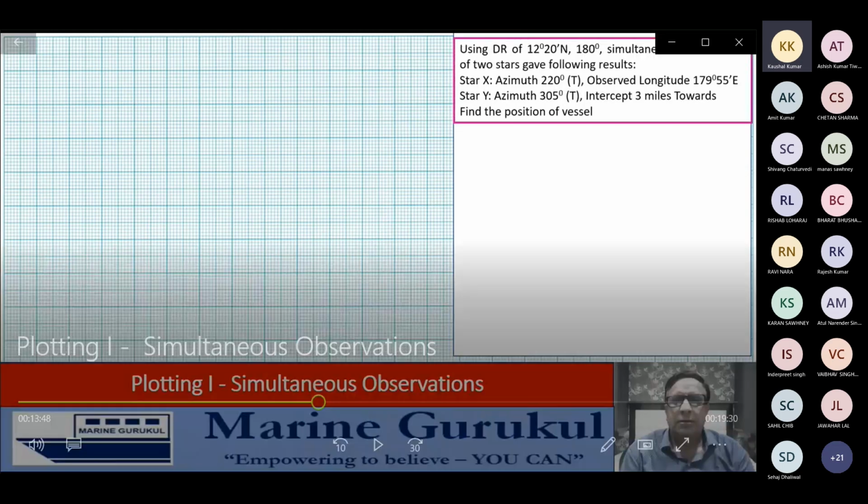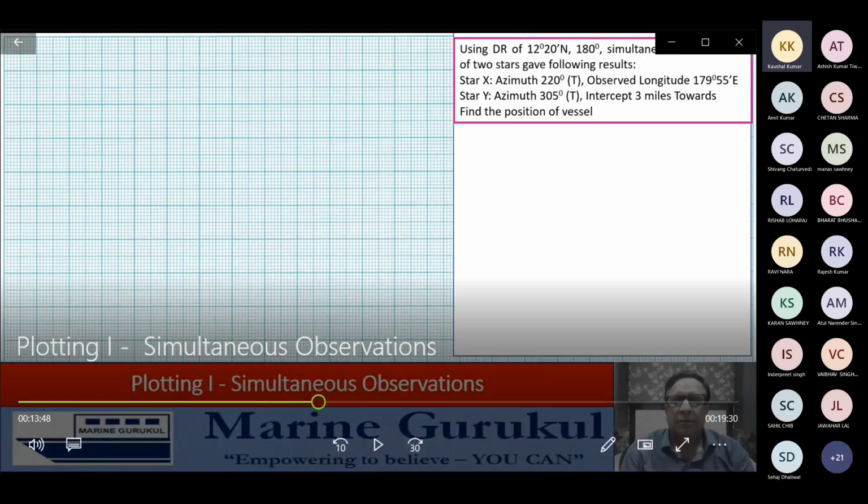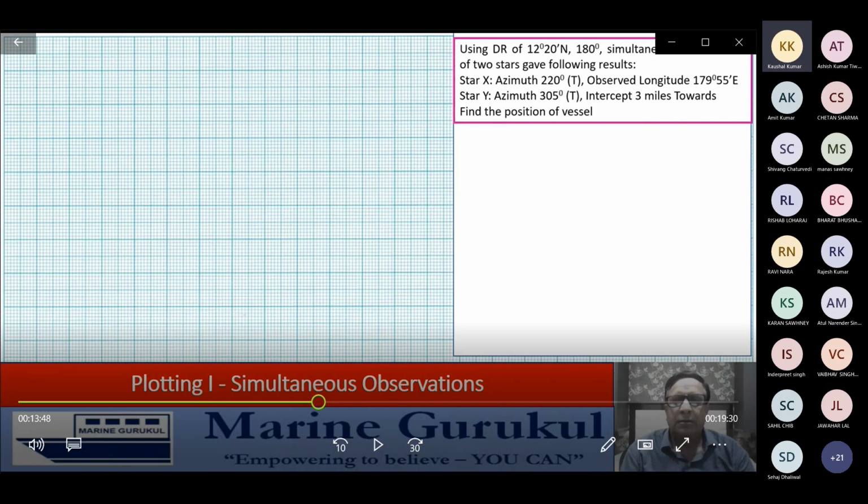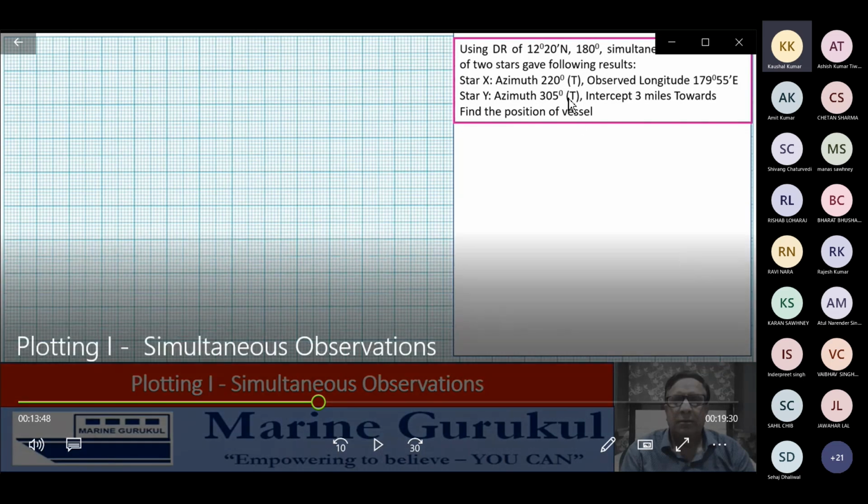One more example. Moving on to the second example now, beta. Again, a simultaneous plot. If you see, we have one long bichrone site, star X, having an azimuth of 220, observed longitude 179 55 east. And the second site, star Y, is an intercept site. So we have the azimuth as well as the intercept given to us. The DR position is also available. So we have all the information to plot these two position lines. Let us see now how we solve this.